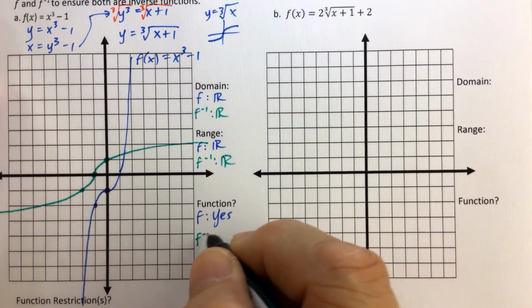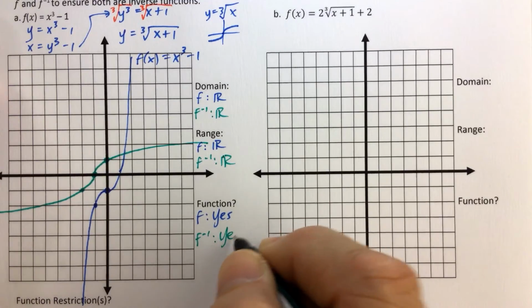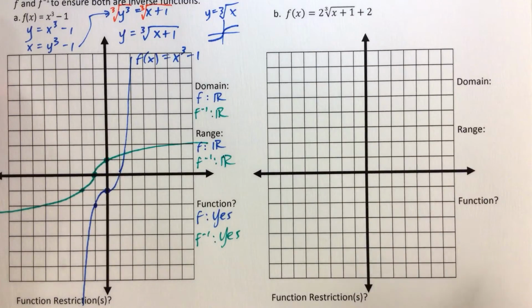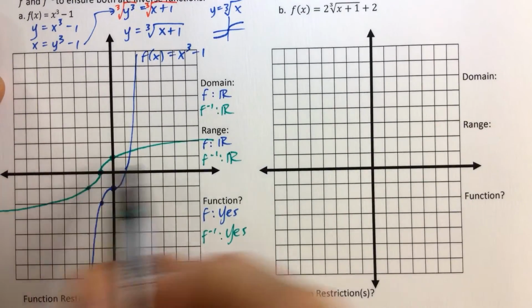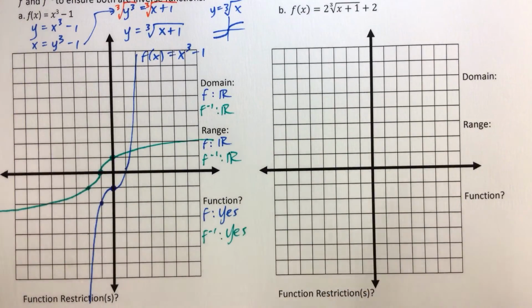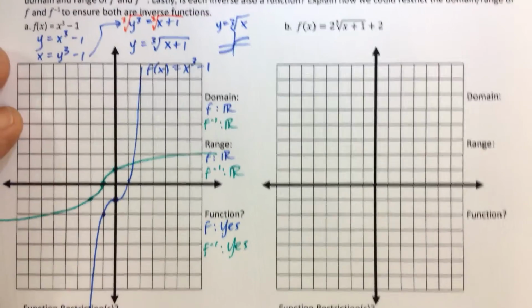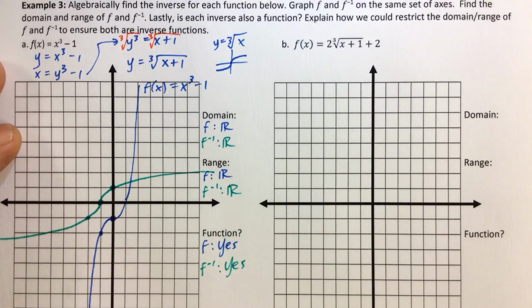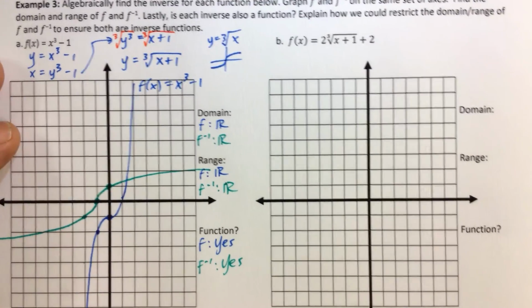And then, is it a function? Yes, it is a function. And it's also 1-to-1. Again, 1-to-1 functions have inverses that are also 1-to-1. So there you have it. Let's see, do we need to do anything else? How could we restrict the domain? No, we don't have to do that.